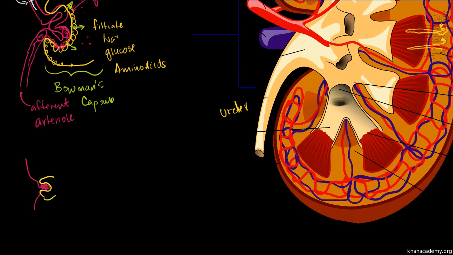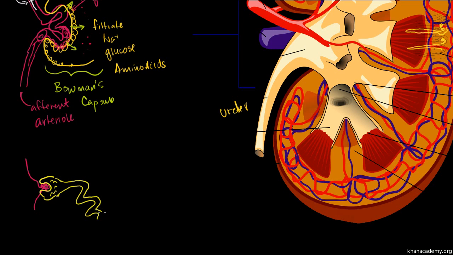I'll make it a little bit yellow. So that we have our filtrate right here. That's the filtrate that just comes out at this point. Sometimes it's called the glomerular filtrate because it's been filtered by the glomerulus, but it's also been filtered by those podocyte cells on the inside of the Bowman's capsule. But now it's ready to go to the proximal tubule. So let me draw something like this.